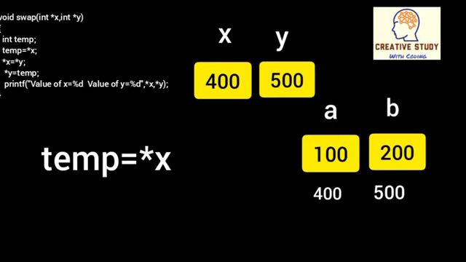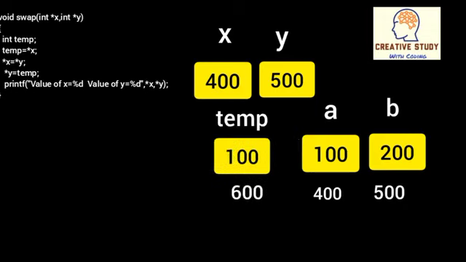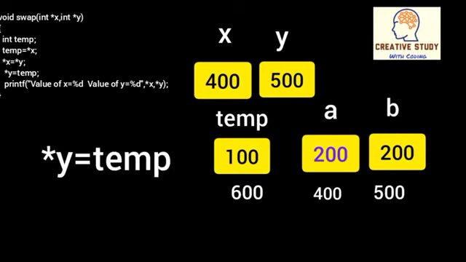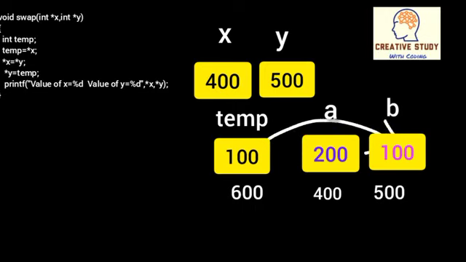Temp equal to asterisk X means the value stored at X will be assigned to variable temp. Since the value stored at X is 100, temp will become 100. Asterisk X equal to asterisk Y means the value stored at address Y, that is 200, will be assigned to the value stored at address X. Asterisk X, that is A, will be 200 now. And asterisk Y equal to temp means the value of temp, that is 100, will be assigned to the value stored at address Y, which is B, so B will be 100. Thus you can see A has become 200 and B has become 100. That means values have been exchanged now.